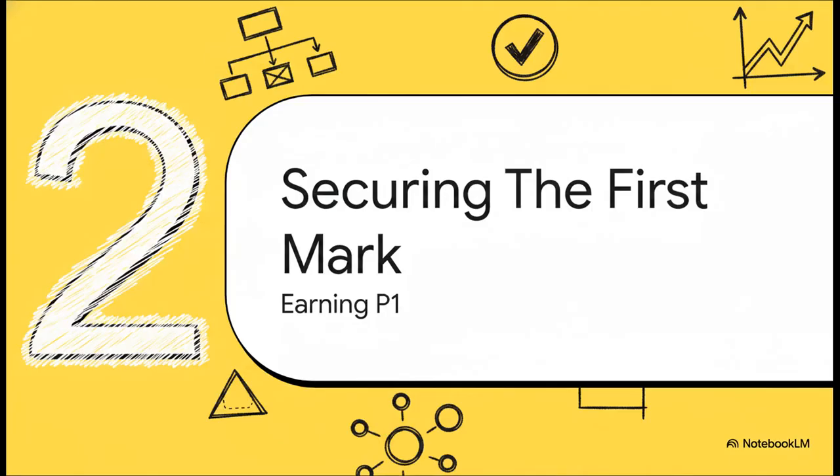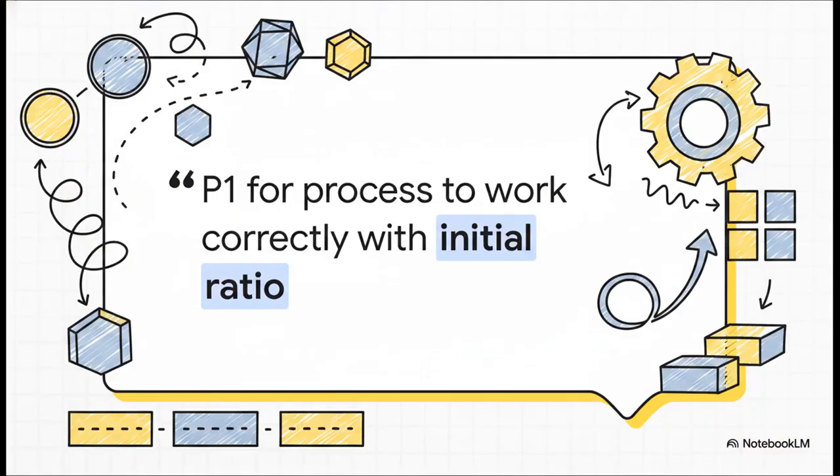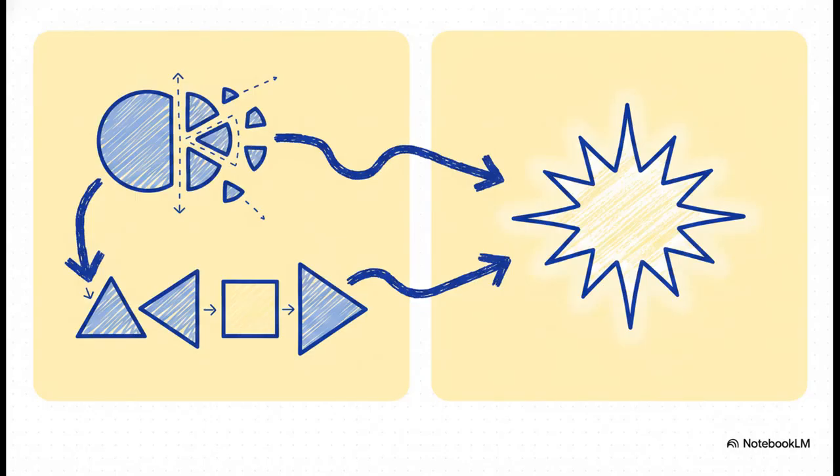Okay, moving to section 2, securing that first mark, earning P1. The mark scheme explicitly states our very first requirement. It says, quote, P1 for process to work correctly with initial ratio, end quote. Now, what's really cool is we actually have 2 distinct, completely acceptable calculation pathways to find the total starting money. Let's look at method A. You can take Debbie's 120 pounds, divide it by her 4 parts to get the value of one single part, and then multiply that by the total 9 parts to get 270.